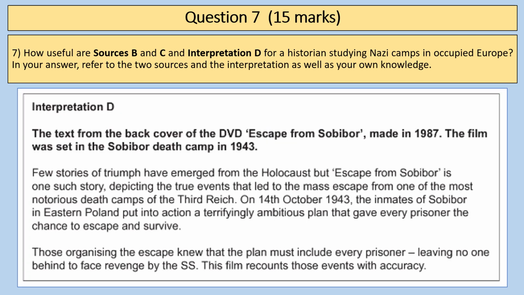And then here is interpretation D. Now, interpretation D is just the text on the back cover of the DVD, Escape from Sobibor. Made in 1987, the film is set in the Sobibor death camp in 1943, and it says, few stories of triumph have emerged from the Holocaust, but Escape from Sobibor is one such story, depicting the true events that led to the mass escape from one of the most notorious death camps of the Third Reich. On the 14th of October 1943, the inmates of Sobibor in eastern Poland put into action a terrifyingly ambitious plan to give every prisoner the chance to escape and survive. Those organising the escape knew that the plan was to include every prisoner, leaving no one behind to face revenge by the SS. This film recounts those events with accuracy.